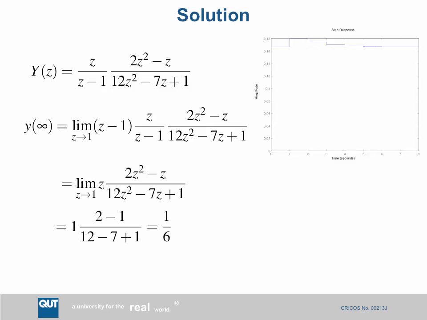Now, if we look at the MATLAB solution to this system, we see that it converges indeed to 1/6. So this is a way you can work out analytically with a bit of pencil and paper what's the steady state value of a dynamic system driven by an arbitrary input.